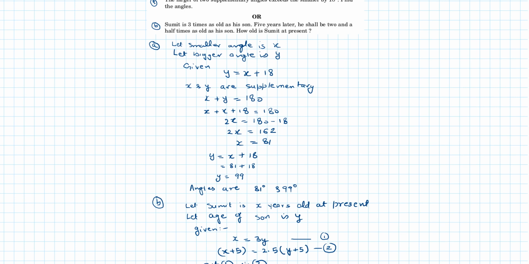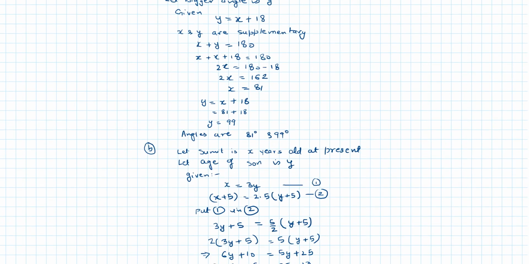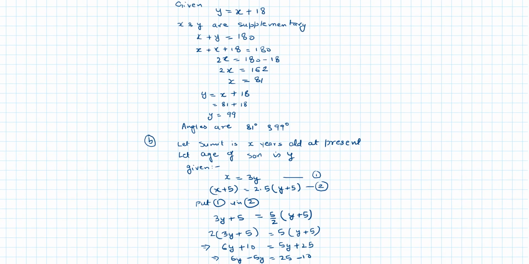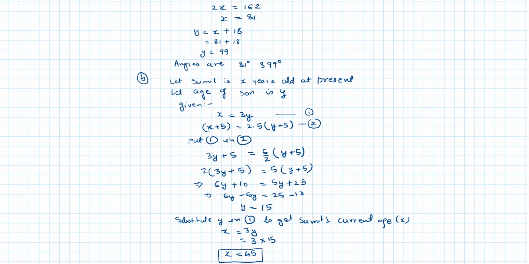5 साल बाद सुमित की एज will be x plus 5 and his son's age will be y plus 5, right? So that's what we have done. x plus 5 is equal to 2.5 into y plus 5. Again, these are our first and second equation. हमें ये दो इक्वेशन मिल गई है और हम इन दोनों को सॉल्व करते हैं.